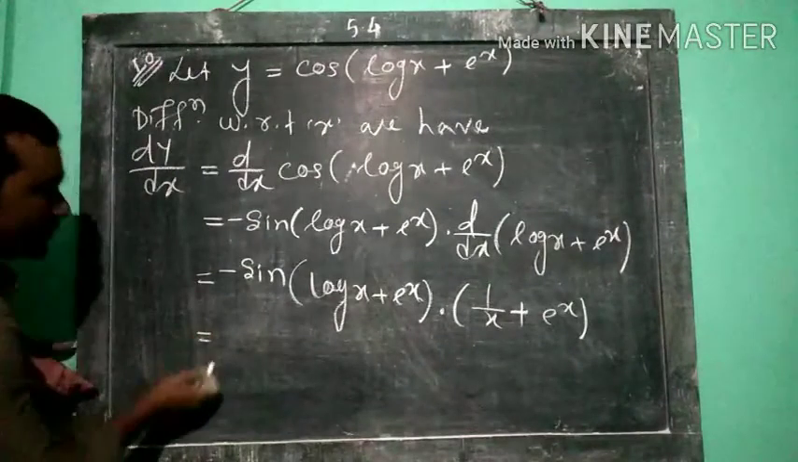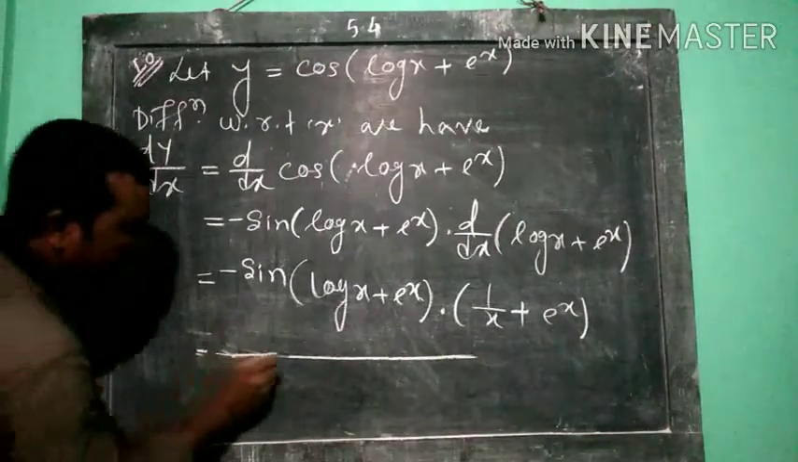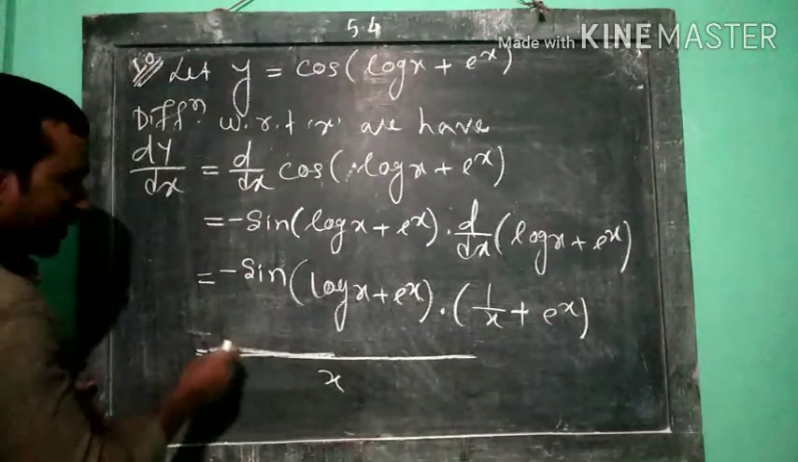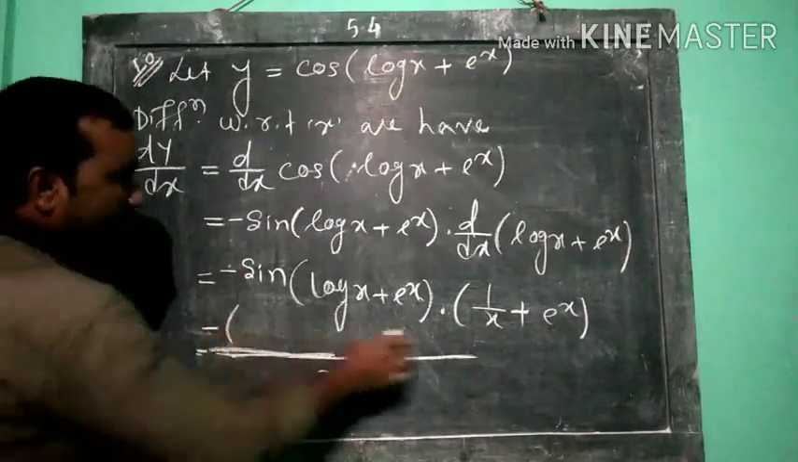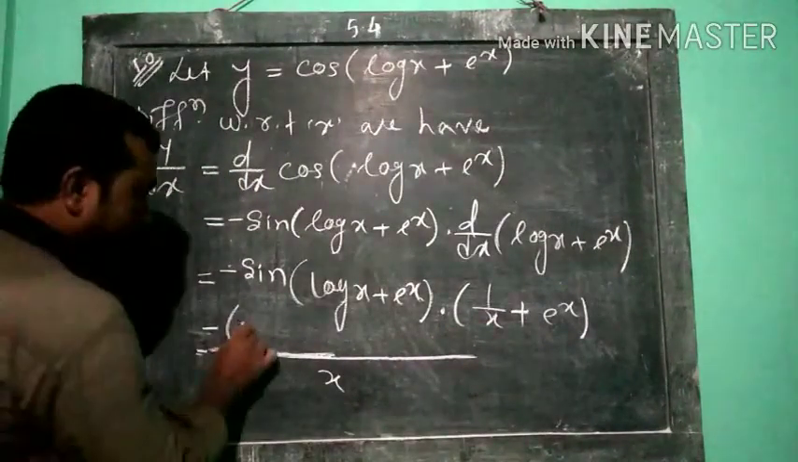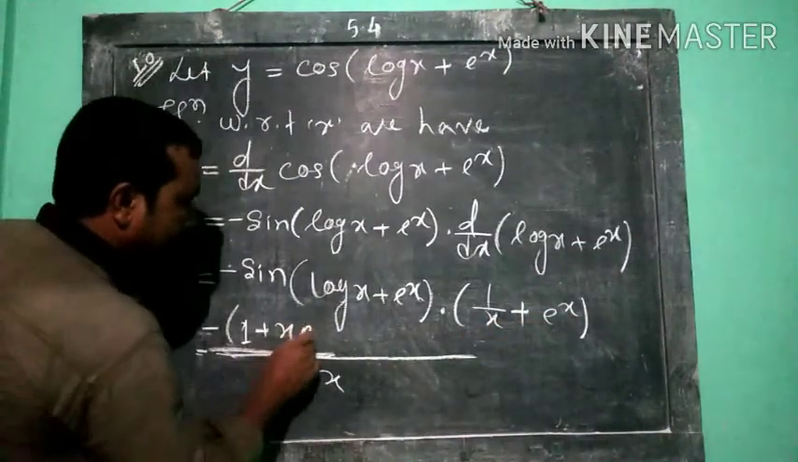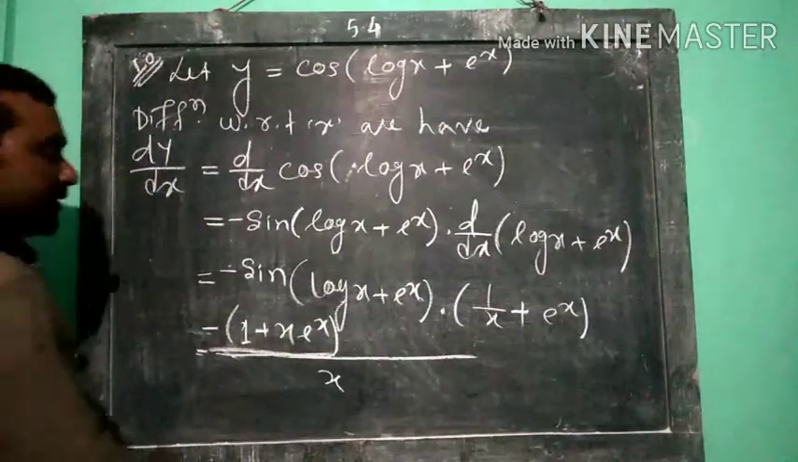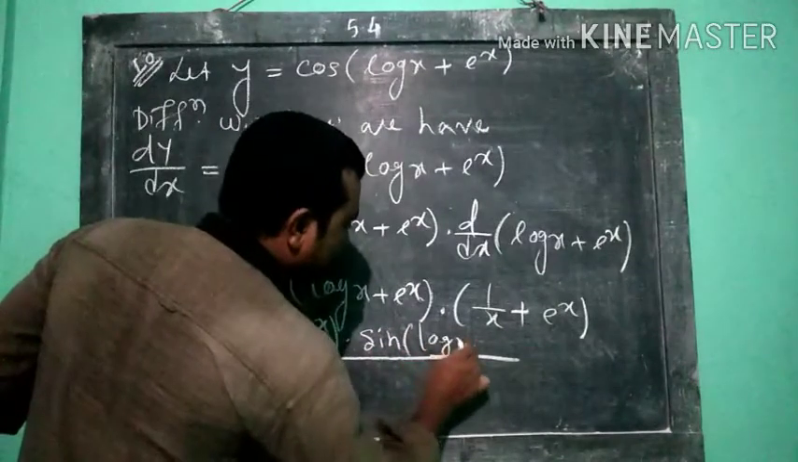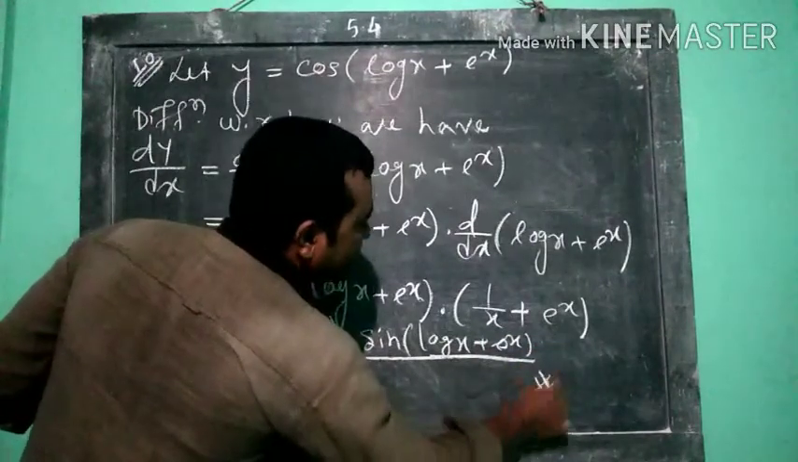This is equal to, if we take LCM, x. Give here minus. So minus 1 plus x into e to the power x, over x, bracket complete, into sin of log x plus e to the power x. Okay, this is the final answer.